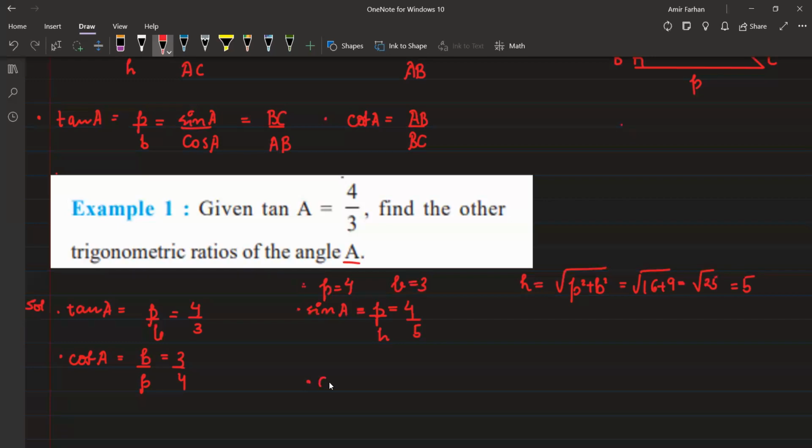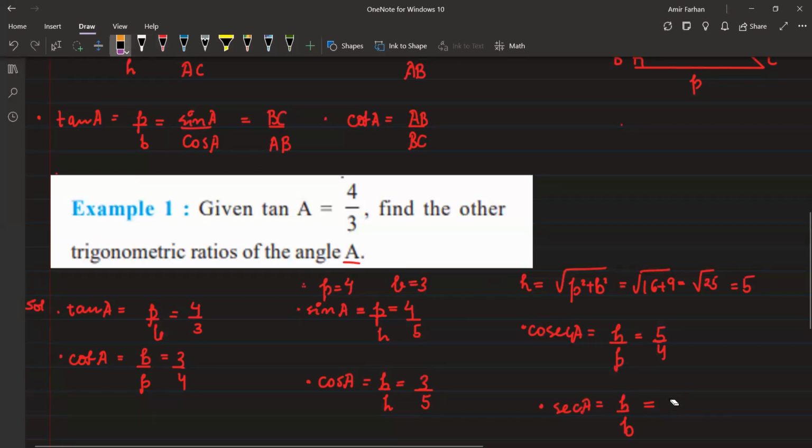Next is cos A, which is B by hypotenuse, equal to 3 by 5. What remains is the reciprocal of these two. First one is cosec A, which is hypotenuse upon perpendicular, which is 5 by 4. And second is sec A, which is hypotenuse upon base, equal to 5 by 3. Clear, everybody?